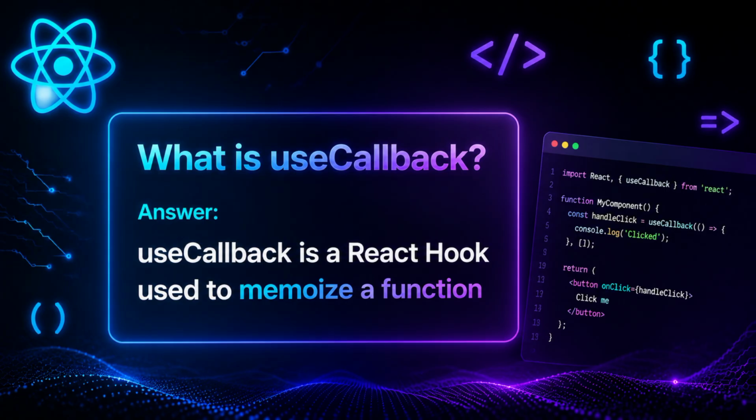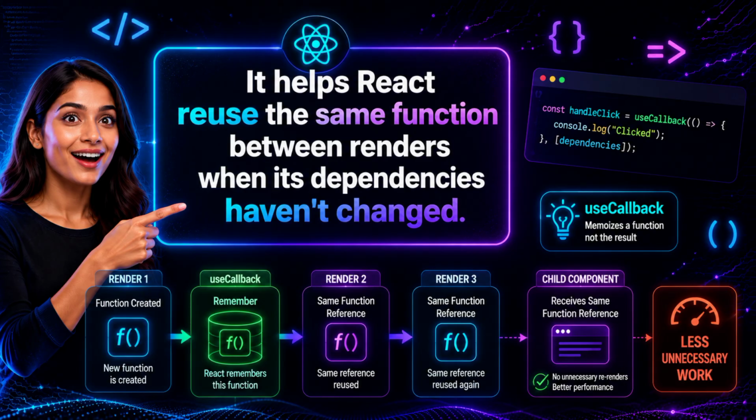What is useCallback? useCallback is a React hook used to memoize a function. In simple words, useCallback remembers a function. It helps React reuse the same function between renders when its dependencies haven't changed.